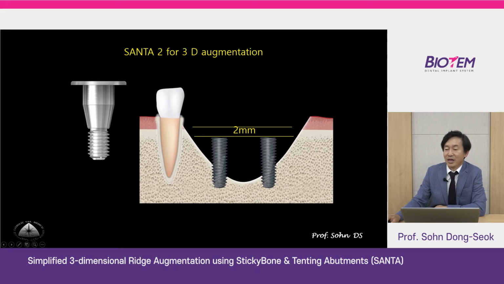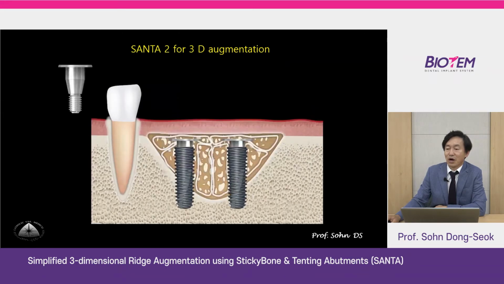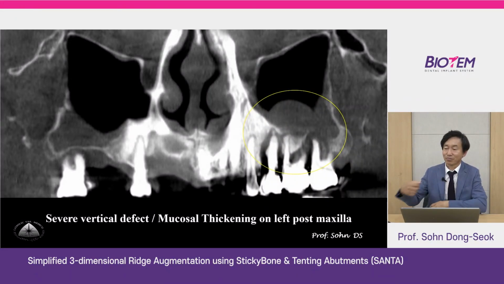The 2 millimeter implant should be placed 1 or 2 millimeters deeper than the proximal adjacent marginal bone, and place Santa 2, and overgrafting should be done, and a collagen membrane was carved over the bone graft. Here's a case using Santa 2.